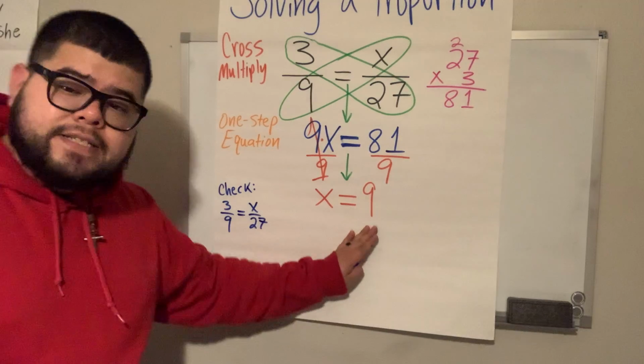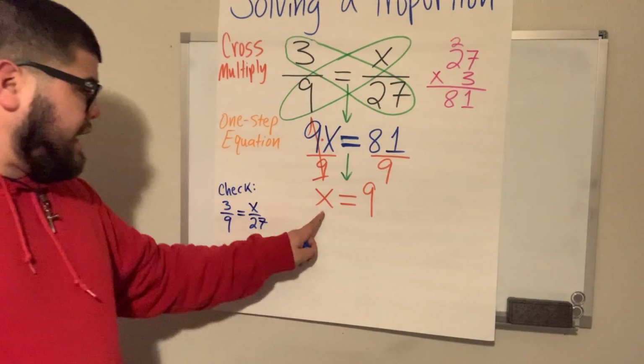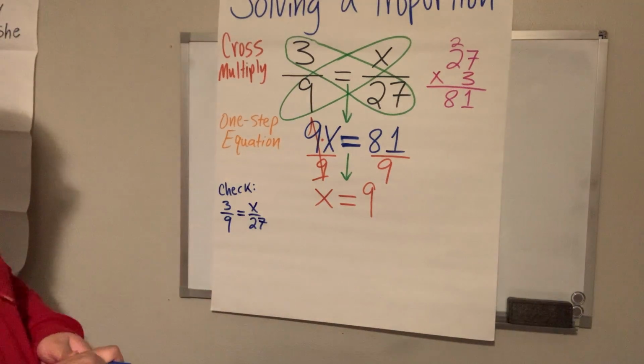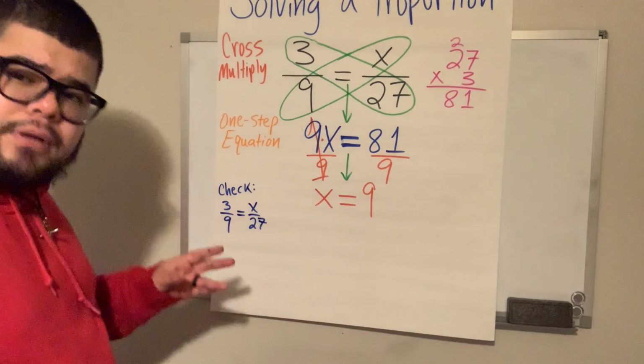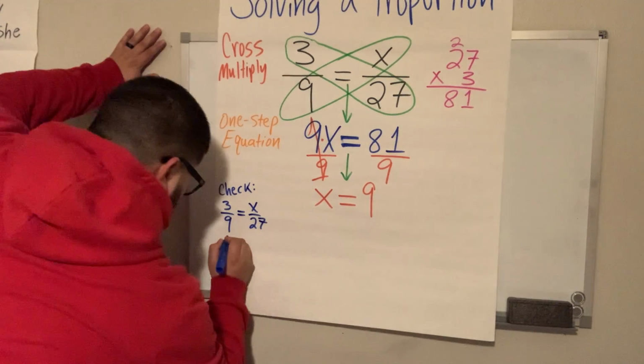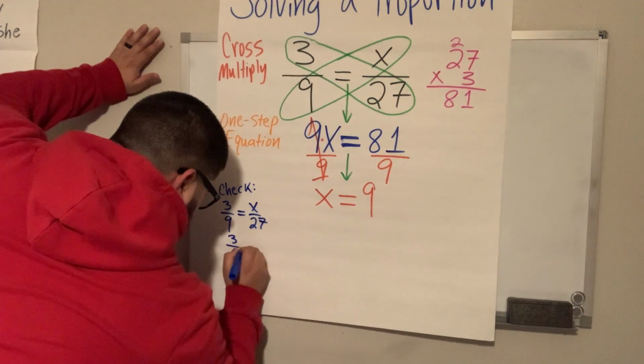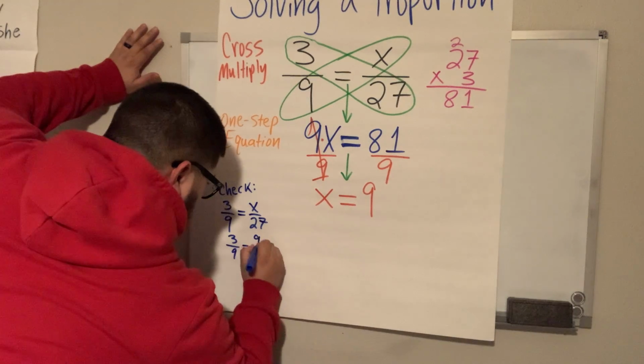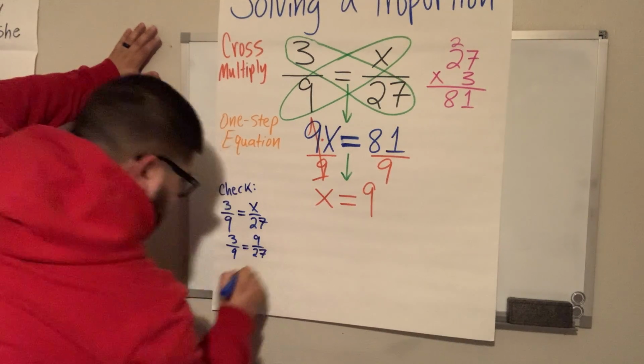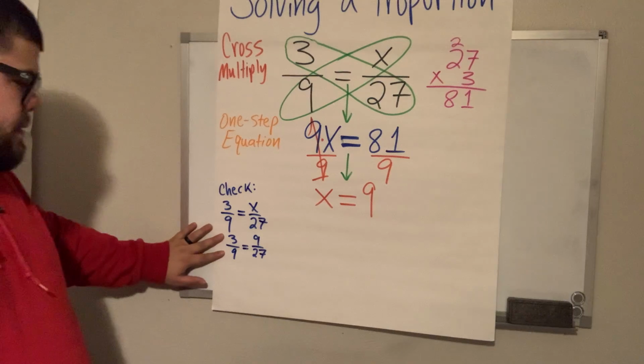We're going to substitute this 9 in for this x, right? We're going to plug it in, right? We're going to replace, right? Let's go ahead and do that. We got 3 over 9 equals 9 over 27. Okay? That's what we got.